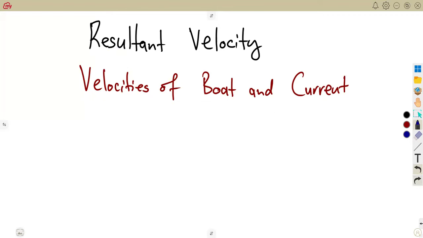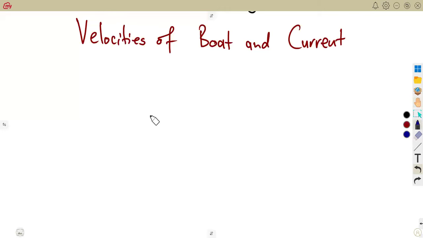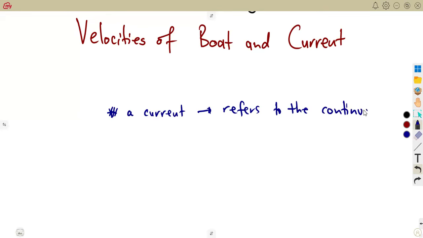We have a boat and a current. When I'm referring to a current, I'm simply referring, guys, to the continuous movement of water in a specific direction. It's actually the water that we are talking about there. It describes the flow of water from one place to another. That is a current. So it is the continuous movement of water in a specific direction.